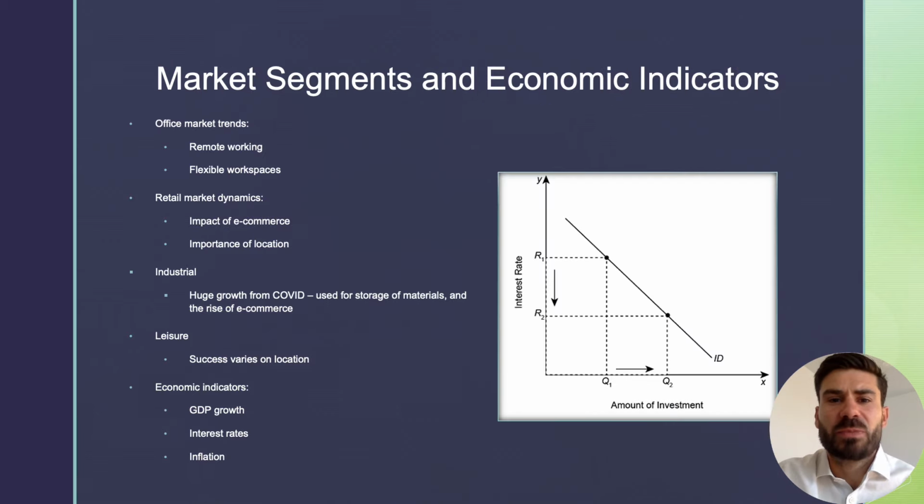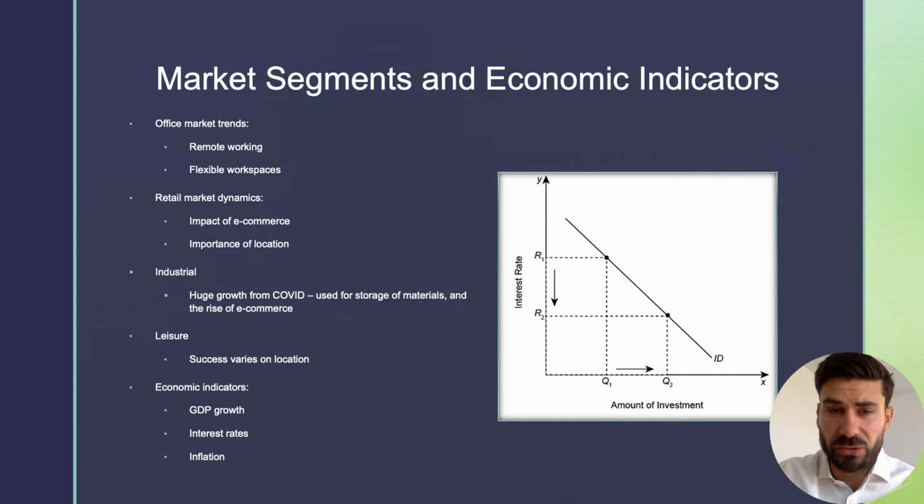Now, let's explore the market segments in more detail. The office market, for instance, has been evolving with trends such as remote working and the demand for flexible workspaces. Generally, offices outside of major cities have struggled in recent years since the rise of home working following COVID. There is, however, a push for highly sustainable offices. This is because companies have ESG, or environmental social governance, criteria that they need to fulfill.